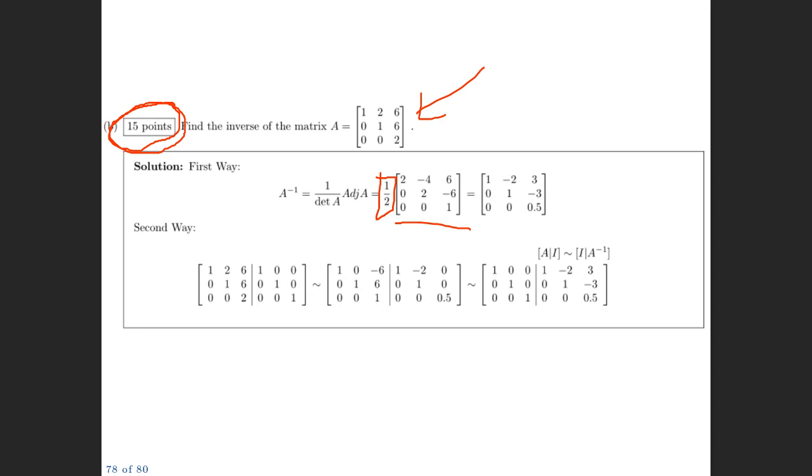Or if you don't realize that it's the same matrix that's in part A, you could use the other method that we've talked about to find the inverse of a matrix. We could start with the augmented matrix with A on the left, I on the right, and then we could row reduce this, and we end up with A inverse, and then we can read it off. That's a longer calculation, but it's not too hard. It's not as easy or as quick as using the first method.